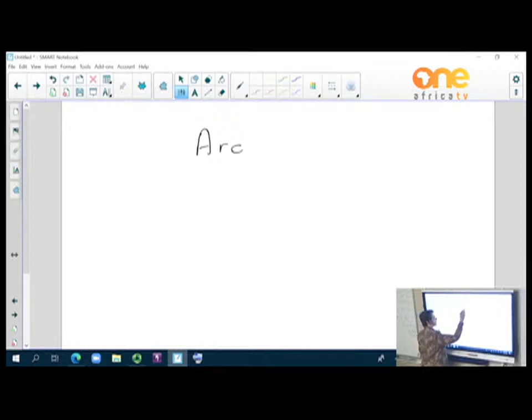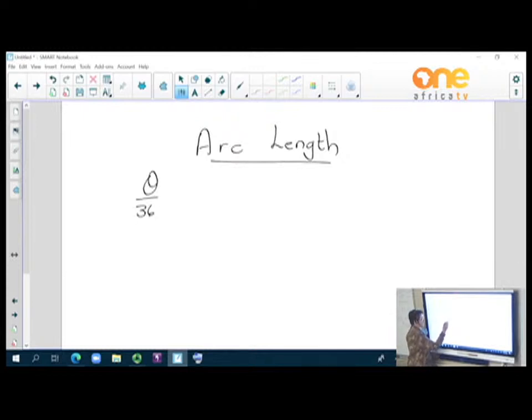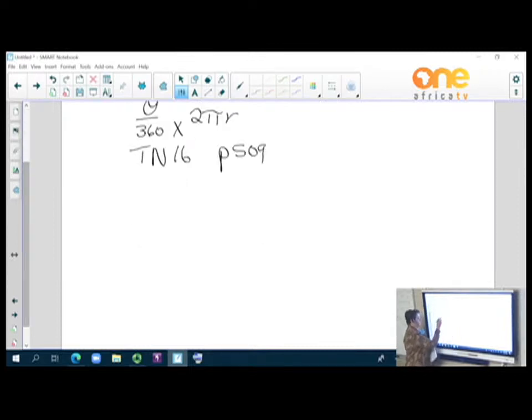We looked at the arc length, the length of the arc. The arc is part of the circumference, and for grade 11's, the formula was theta out of 360 of 2 pi r. That gives us the arc length. So you had homework, and that was Try Now 16. So we're starting with Try Now 16 on page 509. Right. In the first place, you have that table.